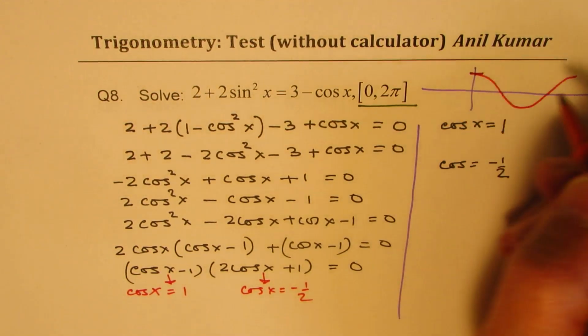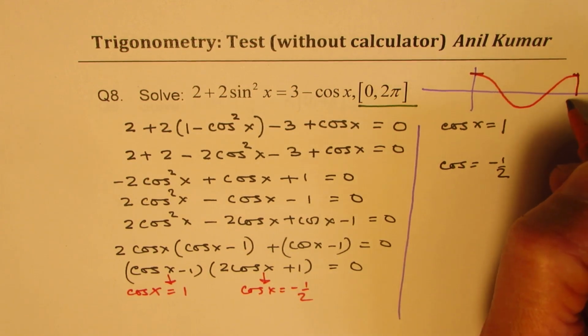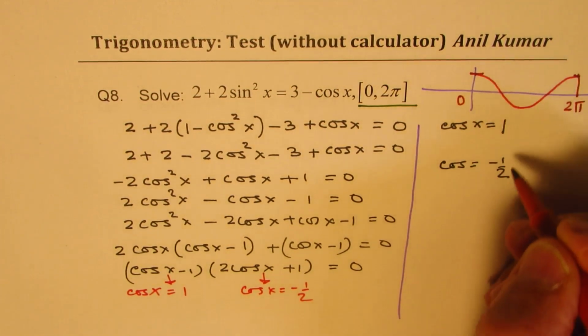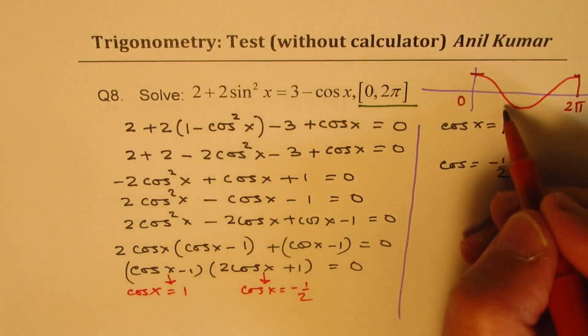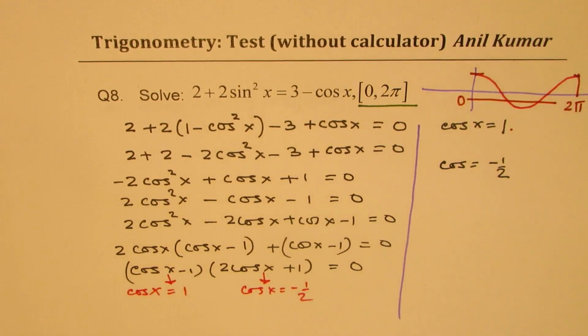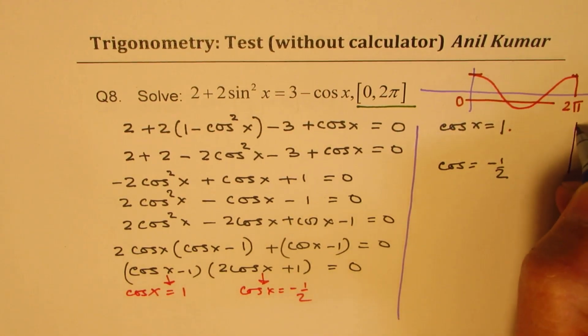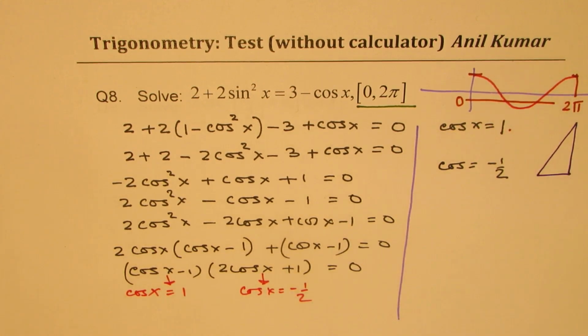So the two solutions, one is right at 0 and at 2 pi, right? So we get two solutions, 2 pi and 0 for 1. And for minus half, we also get two solutions. Correct? So which are those two solutions? Minus half. We could use special triangle.